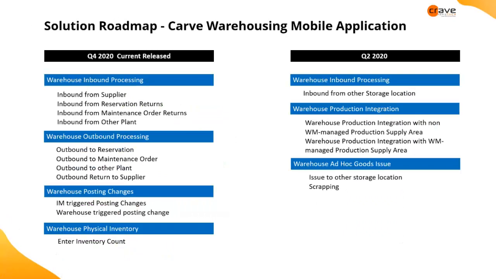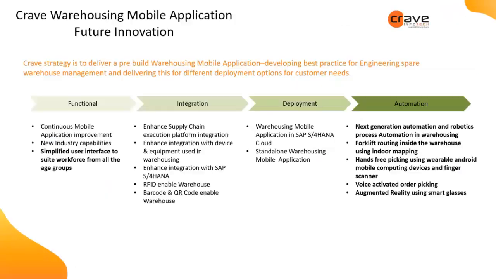So what is the solution roadmap? We have all of this already done and ready to go, and there are a few things in the pipeline. So what are our future innovations? Of course, functionality is there, the integration is there, the deployment is there, right? And now we are working on next generation automation and robotic process automation in warehousing. So we also do RPA, forklift routing inside the warehousing using indoor mapping. Forklift integration is there, but we can also enhance using indoor mapping, hands-free picking, voice activated and augmented reality. So those items are being enhanced into the same application.